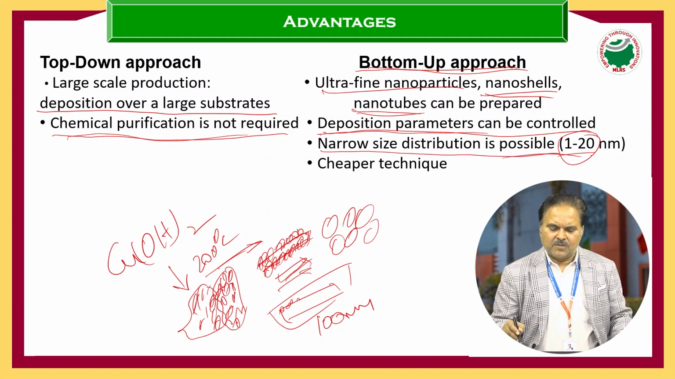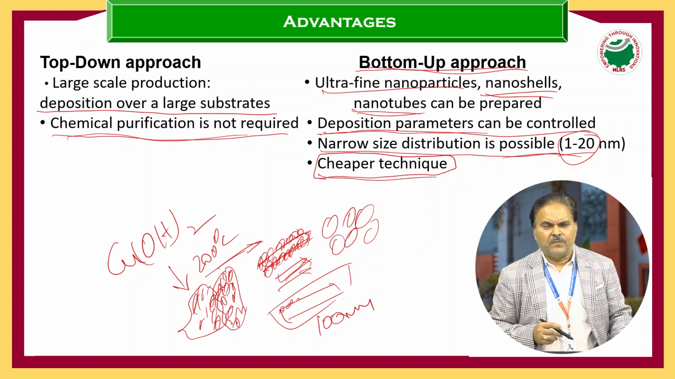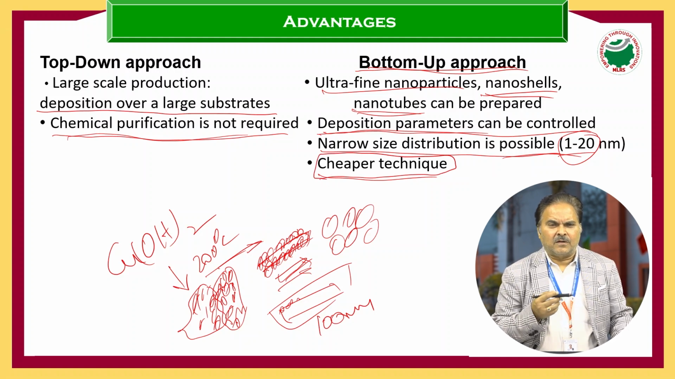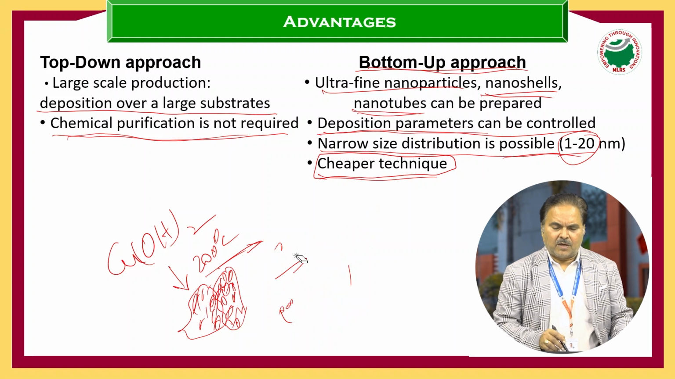And this bottom up approach is cheaper. There will be no extra instruments required, especially one or two. This technique is cheaper, and you can make more nanoparticles. Whereas top down requires a lot of instrumentation to make the nanoparticles. So those are the advantages of bottom up and top down approaches.